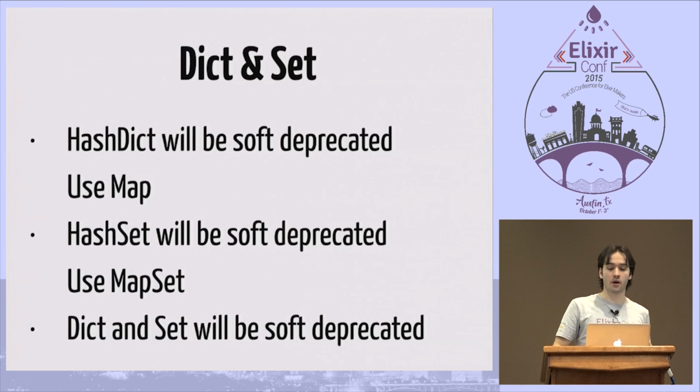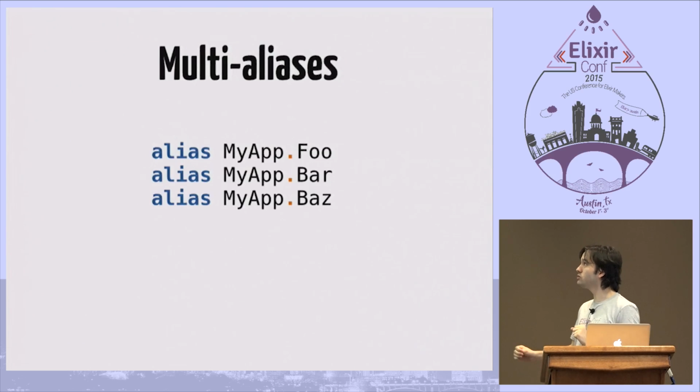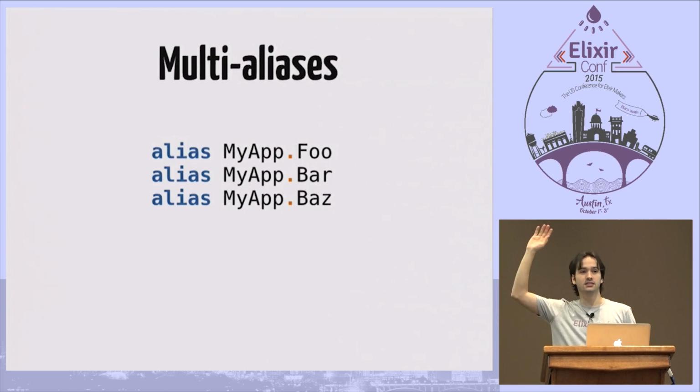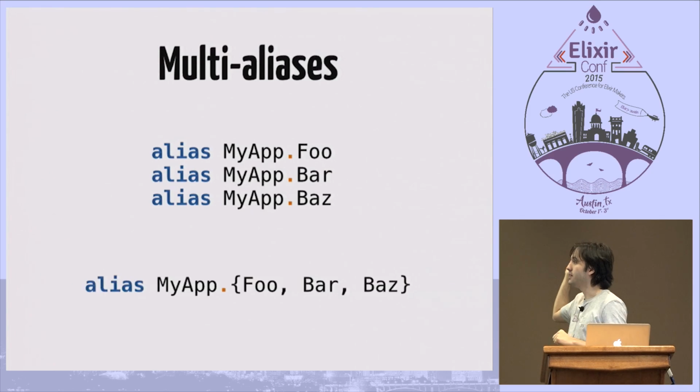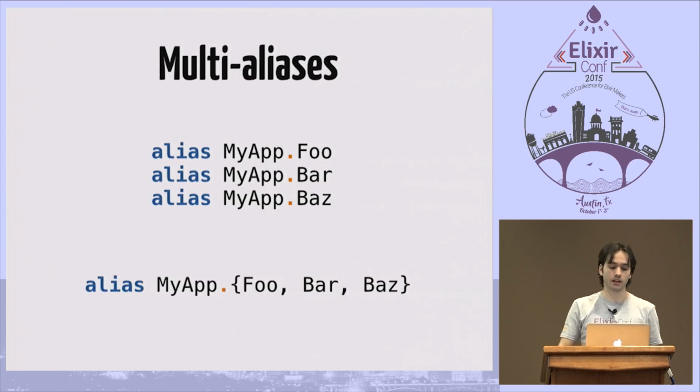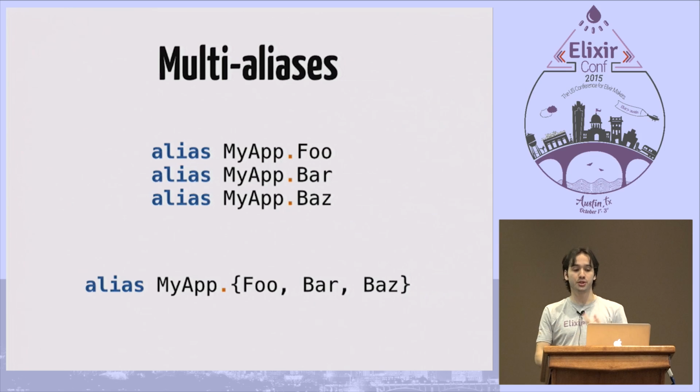For example, now we have multi-aliases. Who wrote code that looks somewhat like this, right? Now you can just say this, right? You just say, hey, I want to alias my app, and I want to alias foo, bar, and bass, right? It's very convenient, and it works with imports, requires, use.